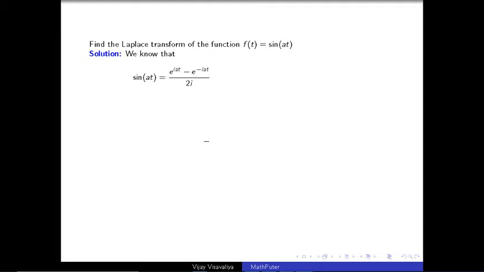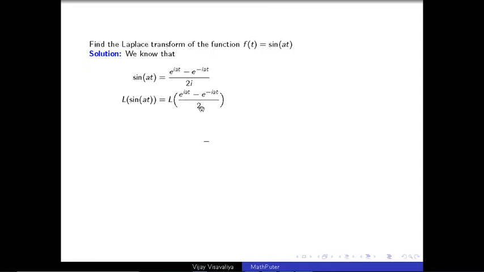We know the relation between sine function and exponential function. We know the Laplace transformation of exponential functions, right? So the relation is this: sine at is e raised to iat minus e raised to minus iat divided by 2i. Let us apply Laplace transform both sides. So we have Laplace of sine at is Laplace transformation of this quantity. Actually I forgot to write i here. So just consider the denominator as 2i.